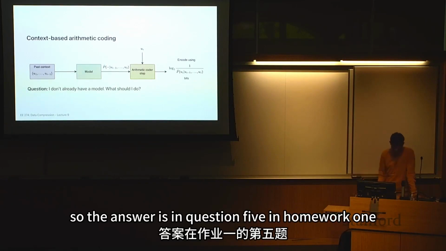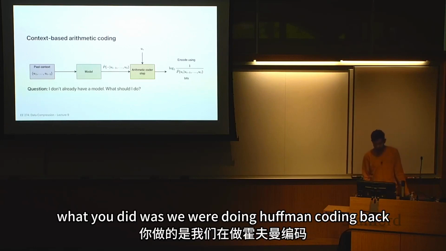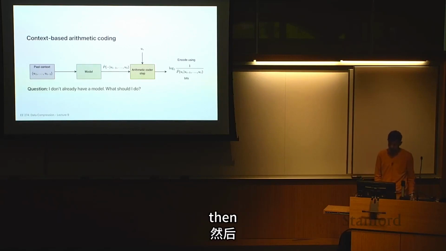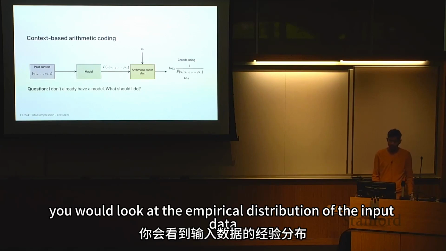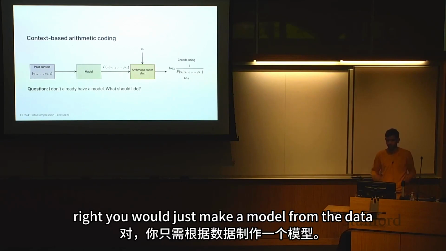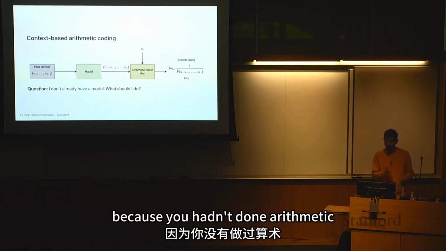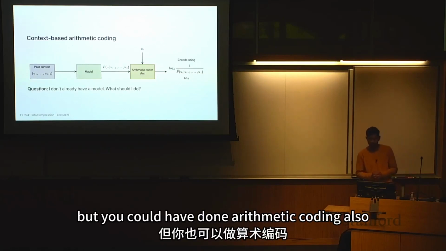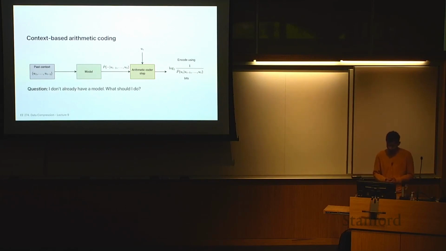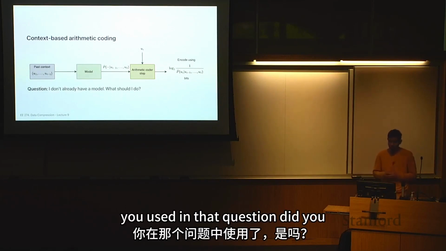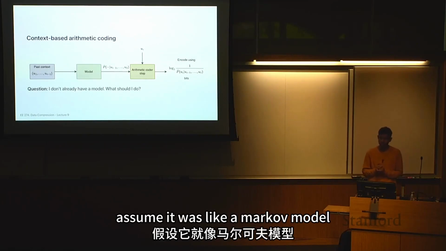Yep. So the answer is in question 5 in homework 1. What you did was, we were doing Huffman coding back then. You would look at the empirical distribution of the input data. You would just make a model from the data and use that to compress the data. We used Huffman there because you hadn't done arithmetic, but you could have done arithmetic coding also. And what was the model you used in that question? Did you assume it was like a Markov model?